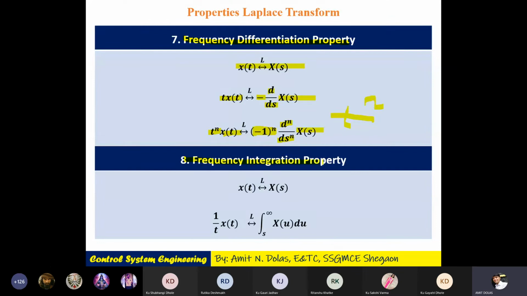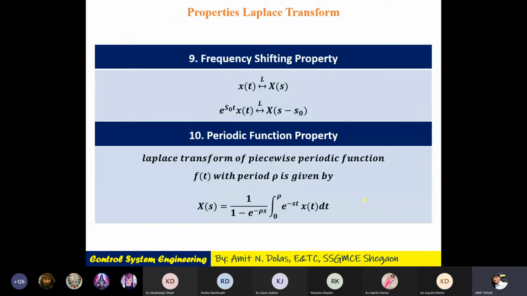Then frequency integration property: x of t has the transform x of s. How is frequency integration done? We are dividing x of t by t, so it will be the integral of x of u du from s to infinity. So these are certain properties.